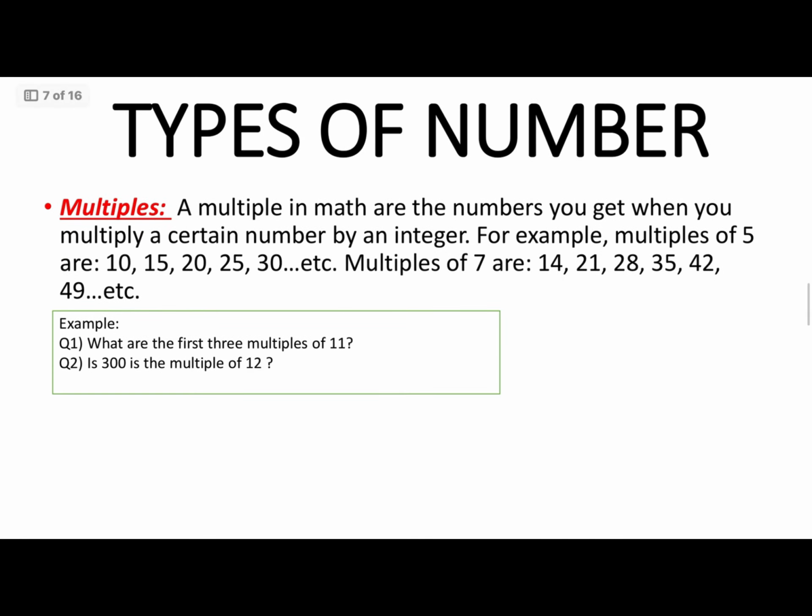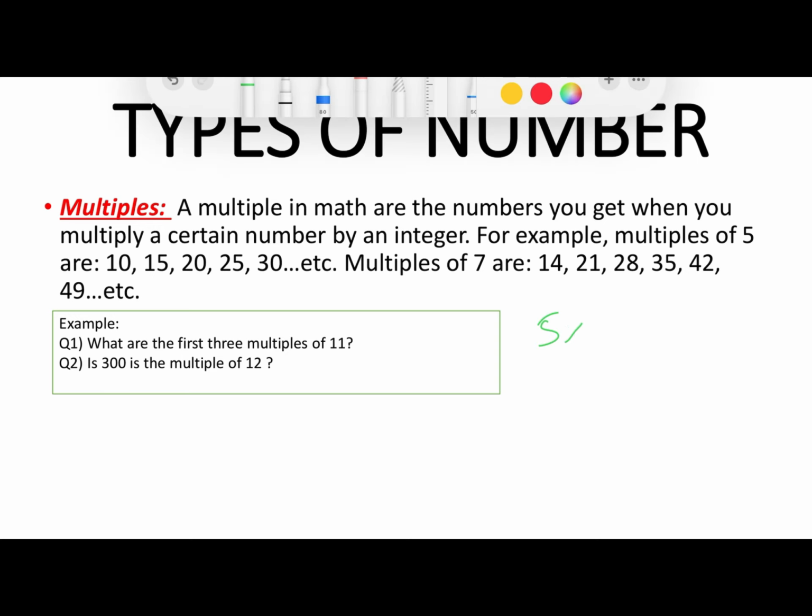What is a multiple? I hope you all know what multiples and factors are, but I am revising it. A multiple in math is the number you get when you multiply a certain number by an integer. For example, the multiples of 5 are 10, 15, 20. A multiple is basically a number you get when you multiply a certain number by an integer. For example, 5 times 1 is 5, 5 times 2 is 10, 5 times 3 is 15. So these are the multiples.